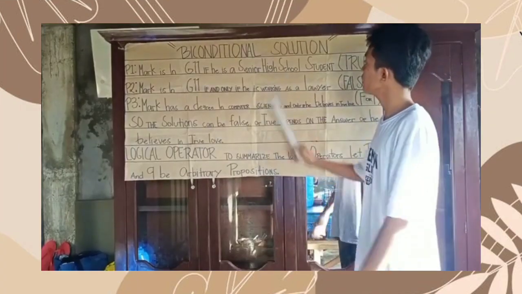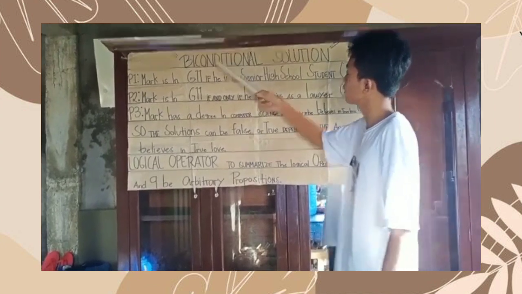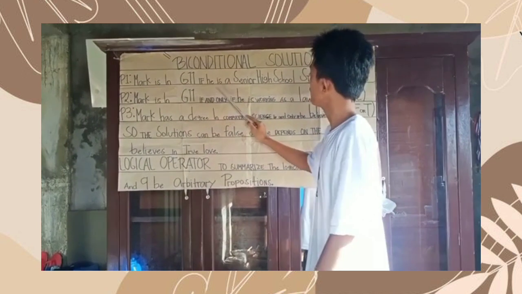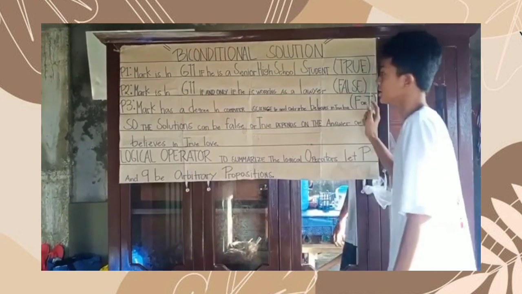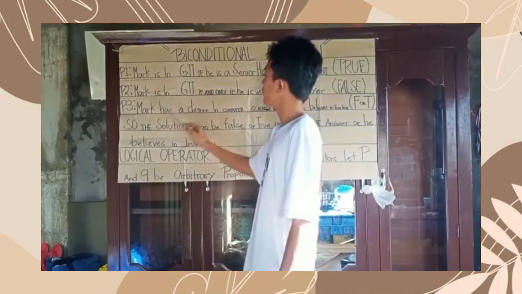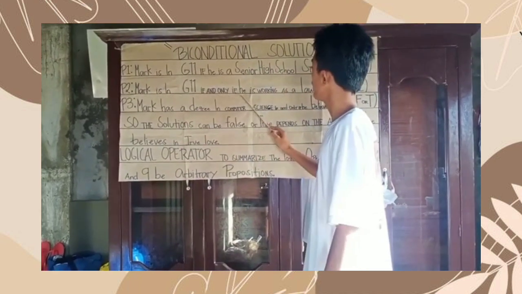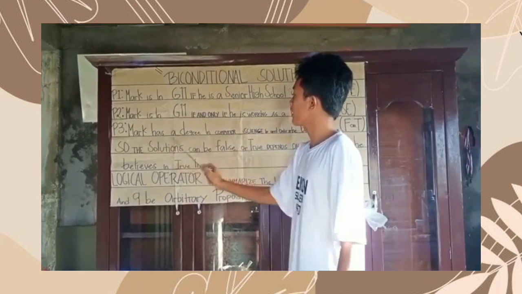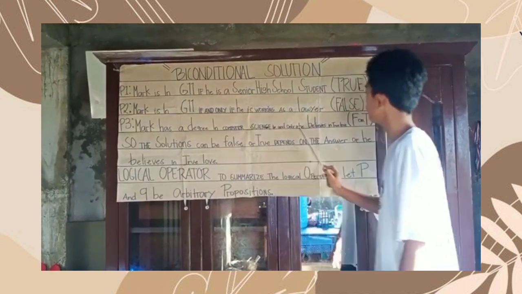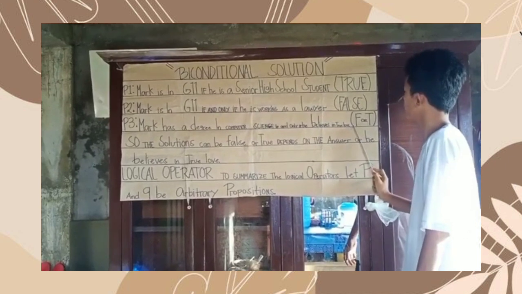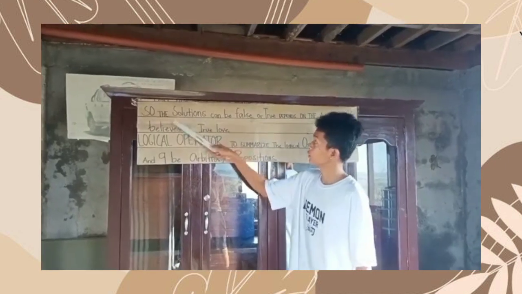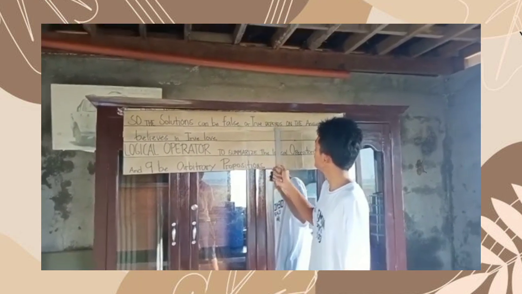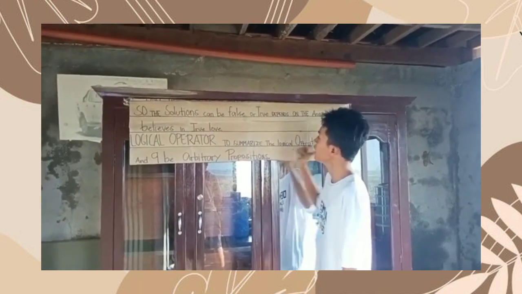Good afternoon everyone. So, ang problem natin dito is biconditional solution. P1, Mark is in grade 11 if he is a senior high school student, the truth value is true. P2, Mark is in grade 11 if and only if he is working as a lawyer, the truth value is false. P3, Mark has a degree in computer science if and only if he believes in true love, the truth value is true or false. The resolution can be false or true depending on the answer of whether he believes in true love.